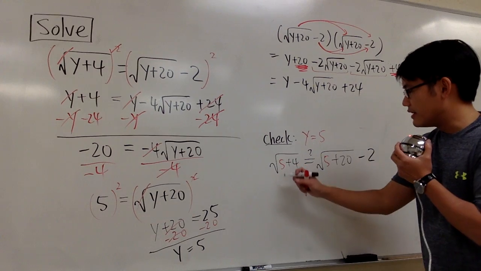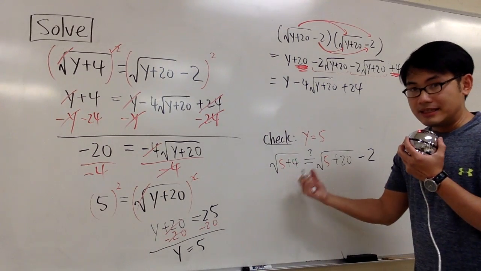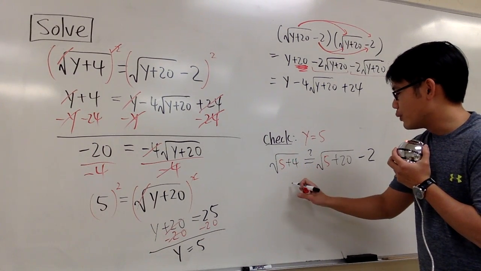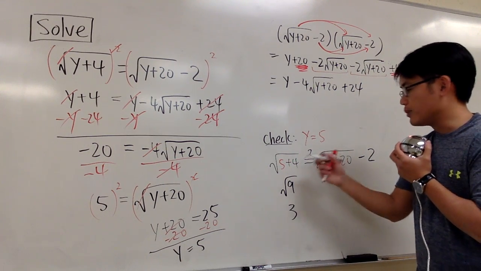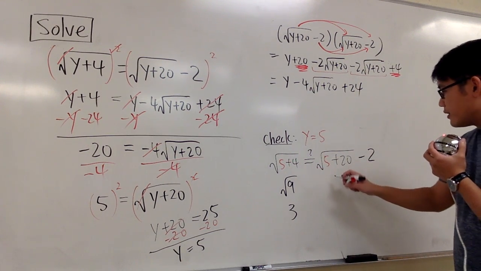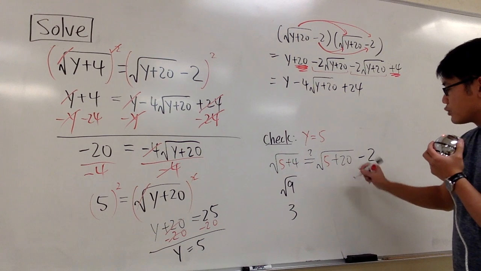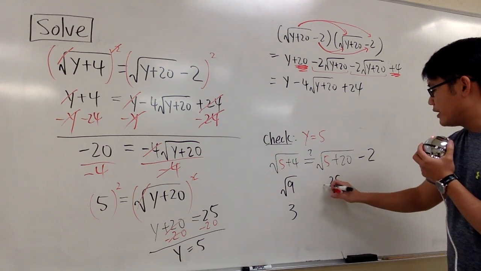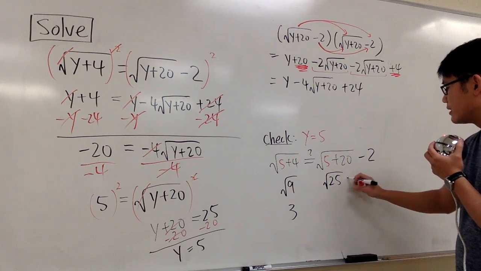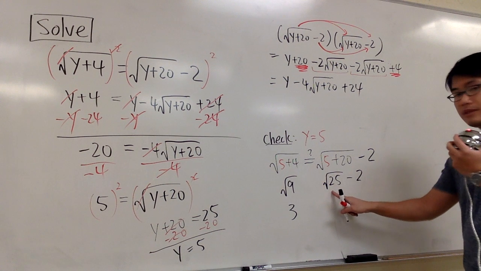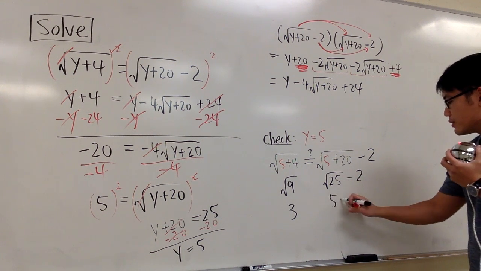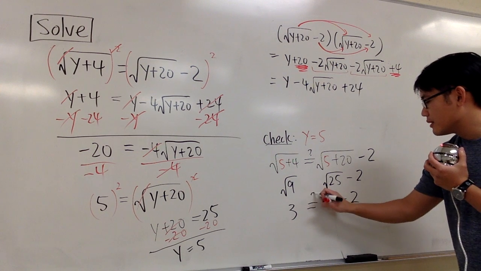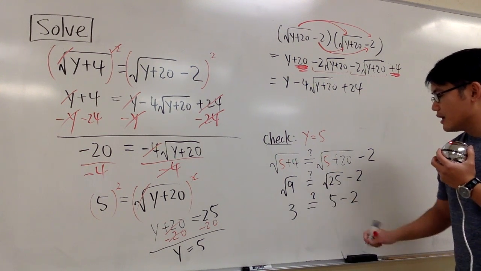Alright, so let's work on the left-hand side first. We do the inside out. 5 plus 4, which is 9, and then you take the square root of 9, which is going to be 3. For this right here, we do inside out. 5 plus 20, that's 25, but then we take the square root of this, and then we minus 2. Well, this is what? Square root of 25 is 5, and then minus 2. Do we get the same thing?